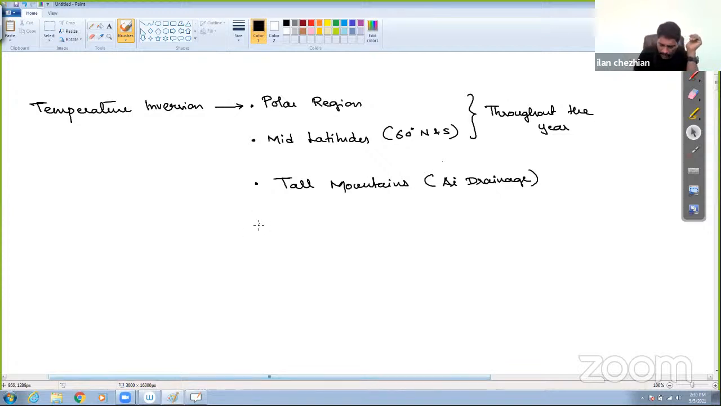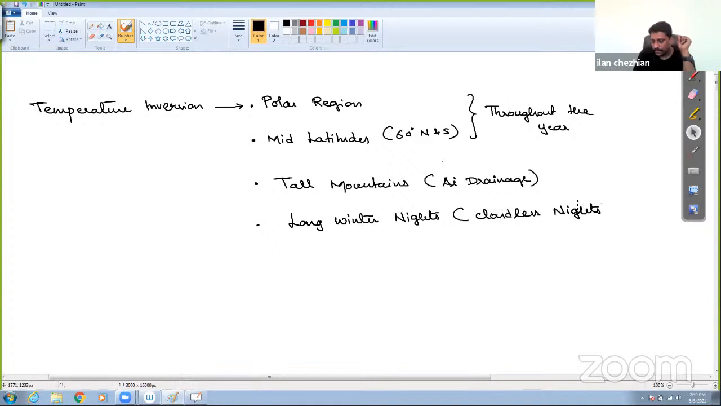And finally, you can also write, my friend, temperature inversion is also common during long winter nights. Within bracket, you can write cloudless nights, my friend. So it's common during long winter nights and cloudless nights.